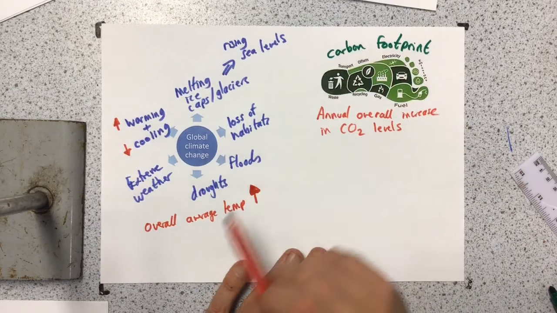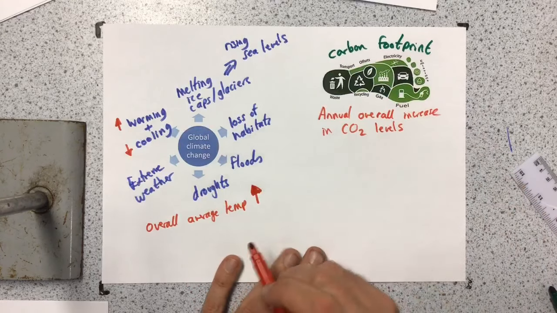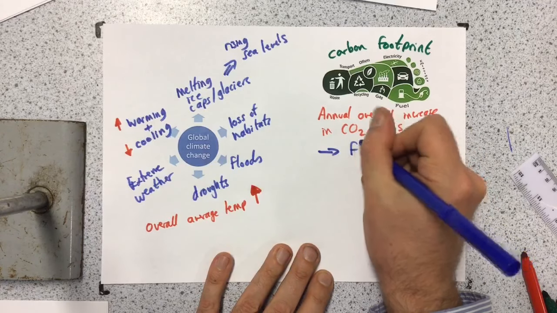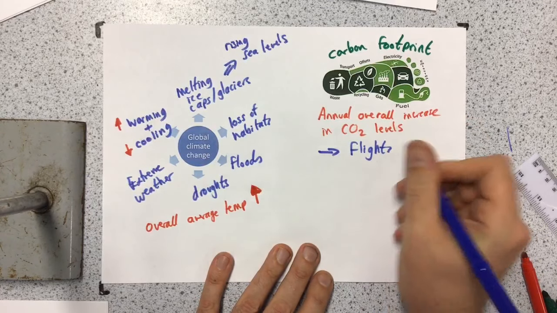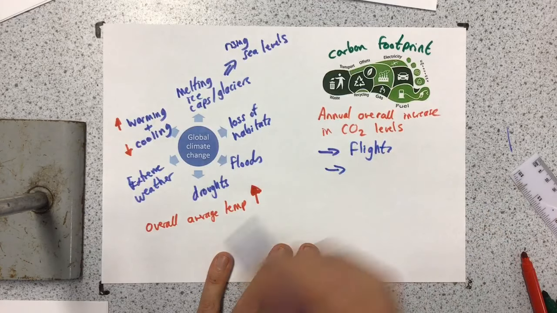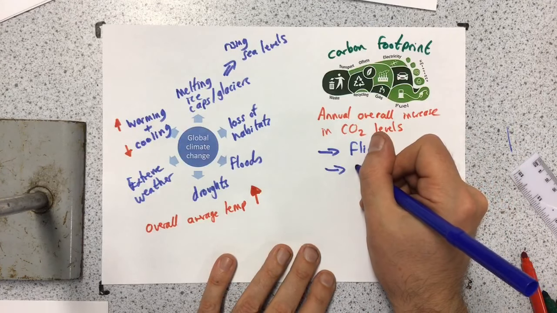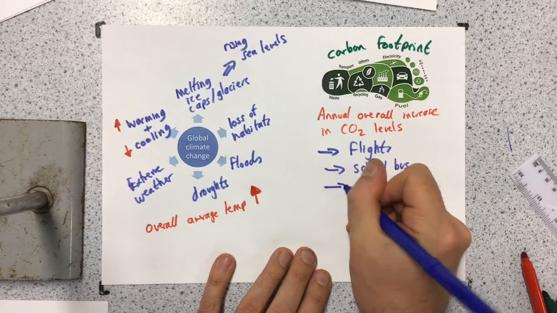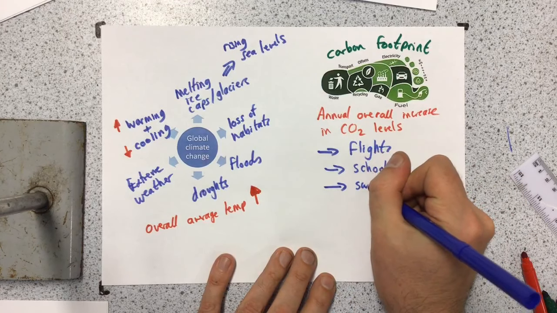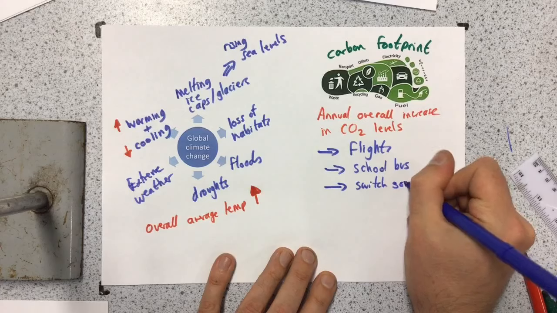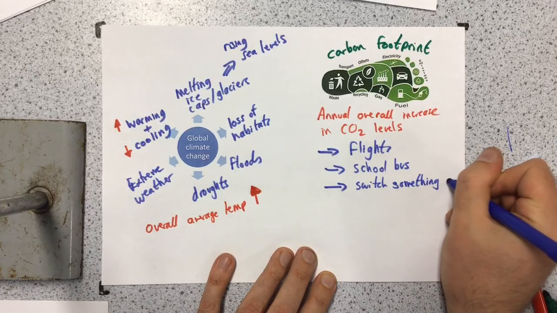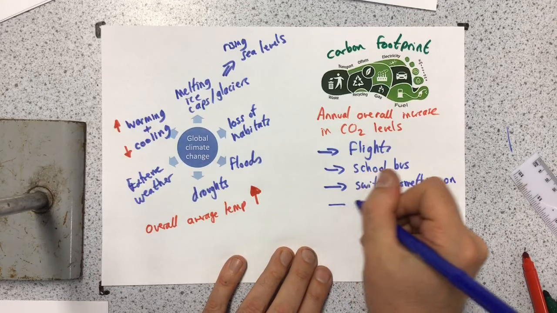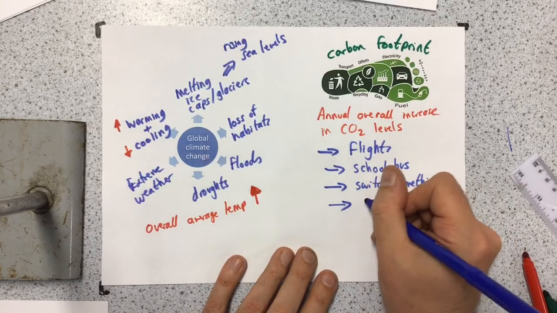And you can see that there are lots and lots of different ways you do that. One of the worst culprits is flights, when you go on holiday. Okay? But it's everything that you do. It is things like transport, so the school bus. It's all those journeys you take. It's every time you switch something on, because that electricity is coming from a power station which is probably burning a fossil fuel. Okay? It is also things like your heating at home.